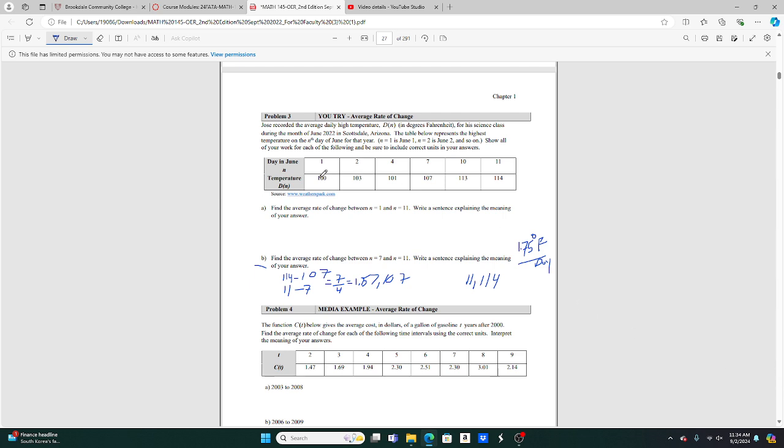Just looking across here, I see I go from 100 to 103, 103 to 101, 101 to 107. It would be difficult to tell whether or not I have a constant change because my input is not increasing by a steady amount. Here I've increased my input by 1, here I've increased it by 2, here I've increased it by 3. But I could check my slope in two cases.